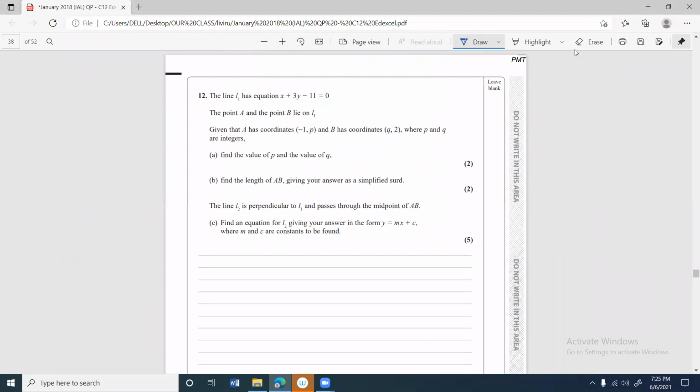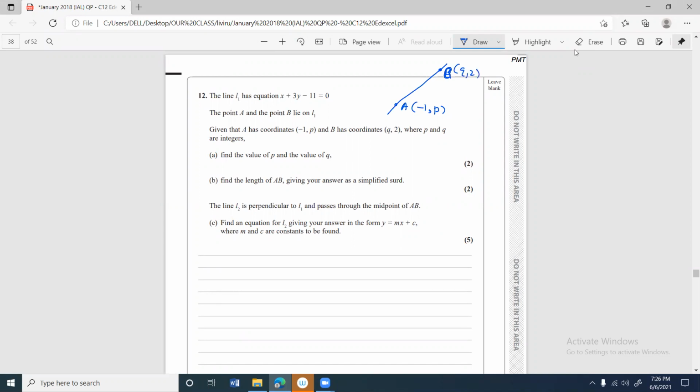Right. The line L1 has an equation of x plus 3y minus 11 equals 0. Point A and point B lie on L1. Given that A has a coordinate of (minus 1, P) and B has a coordinate of (Q, 2), where P and Q are integers. Find the value for P and Q. Okay, we'll just work out the straight line. The first point A, I just mark it over here, P and Q. Sorry, it's A and B. B is (Q, 2).